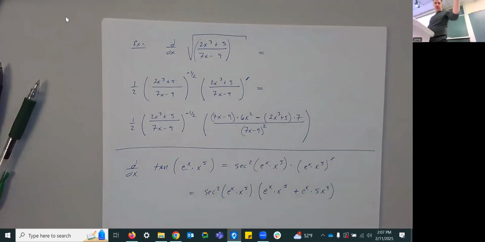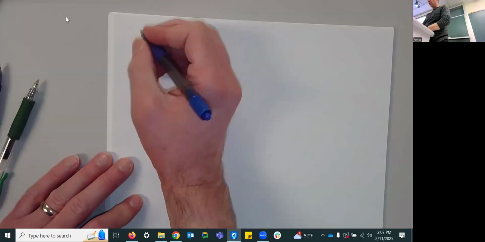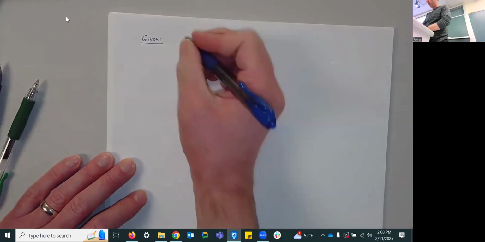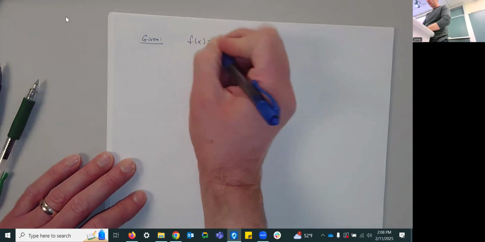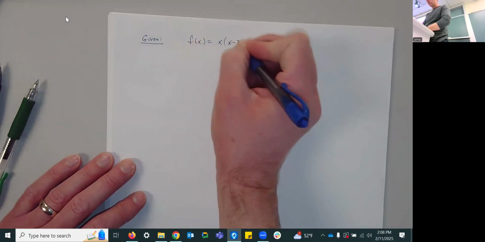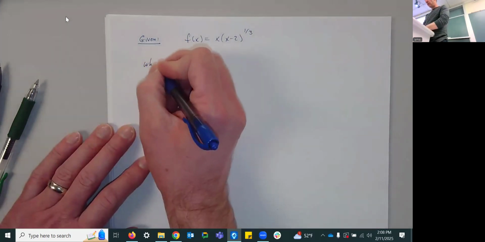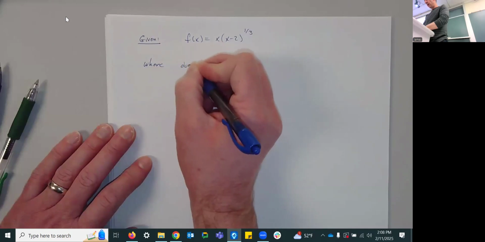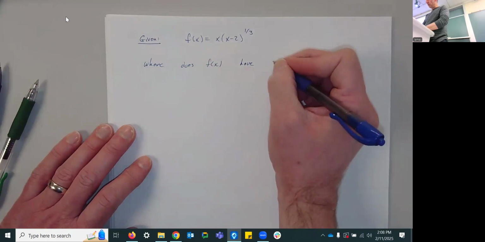So let's go ahead and answer that question that was asked over here about finding the following. This is from one of the homework problems. We're given this function, f of x is equal to x times x minus 2 to the 1/3 power. And we're asked to find where f of x has horizontal tangent lines.